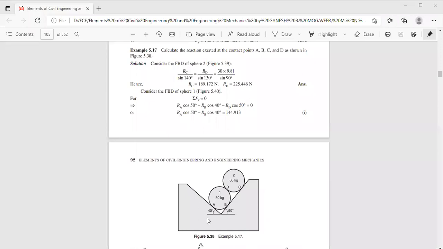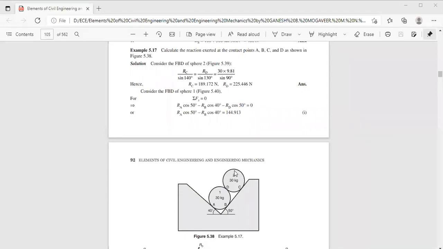Just copy down this problem, since another 5 minutes of time is there. Here you have two spheres of mass 30 kg each. So here you have two spheres, 1 and 2. Both have a mass of 30 kg each, and they are placed in a V-shaped groove. These sides of the groove are at 50 and 40 degrees, so obviously it is a right angle, 90 degrees.